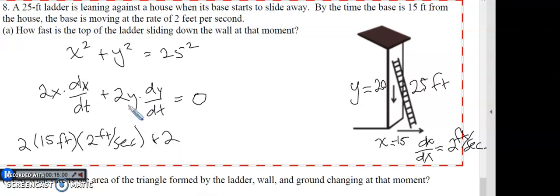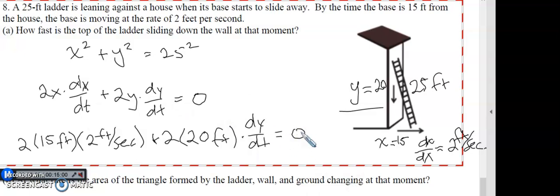Plus 2. Now the y wasn't directly given to us. That's what we found here with the Pythagorean theorem. And that is 20 feet. And then what we're going to do is we are going to solve for dy/dt. And now that's going to be 0. So what you are doing is you are rearranging so that you can solve for dy/dt.